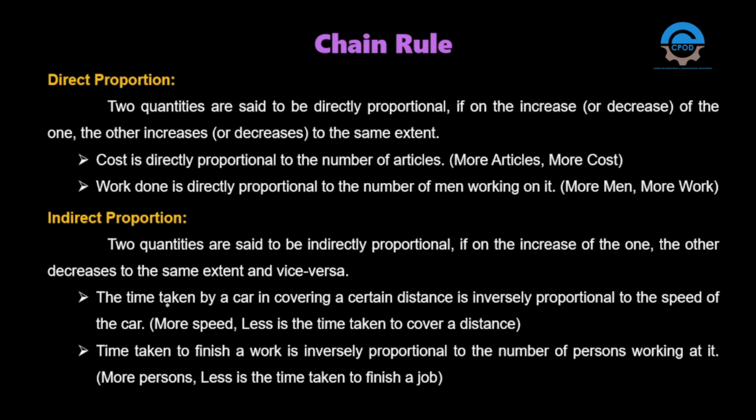For example, time taken by a car in covering a distance is inversely proportional to the speed of the car. That is, if we are applying more speed, less is the time taken to cover a distance. If we invest more manpower, less is the time taken to finish a job. So time and speed, time and manpower are always inversely proportional. Now we understood the difference of direct and indirect proportion.